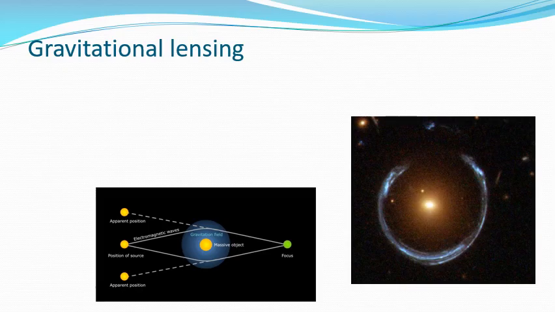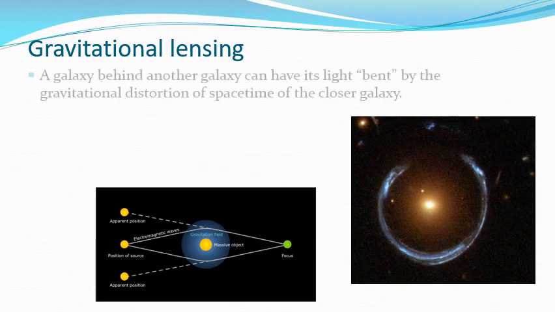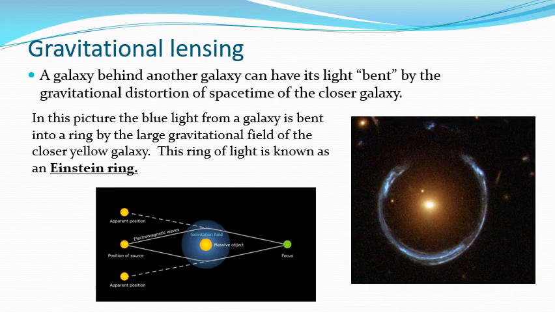Okay, so this is the light all the way around the circle, and the star that we're looking at is behind the star in the middle, or it could be a galaxy as well that does this. Okay, and this is known as an Einstein ring because of that.